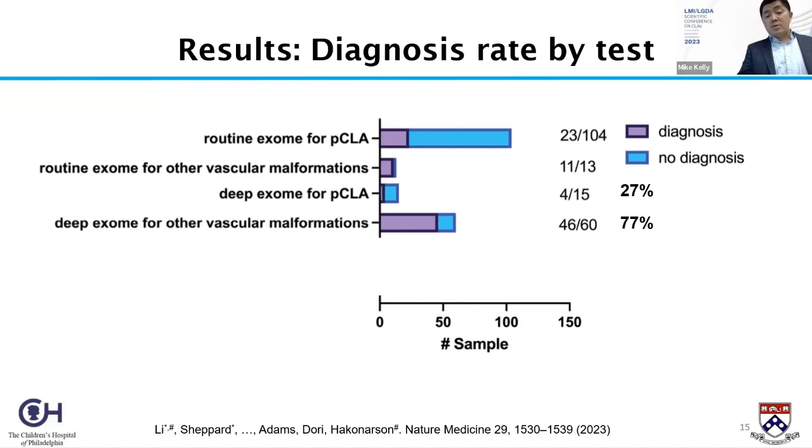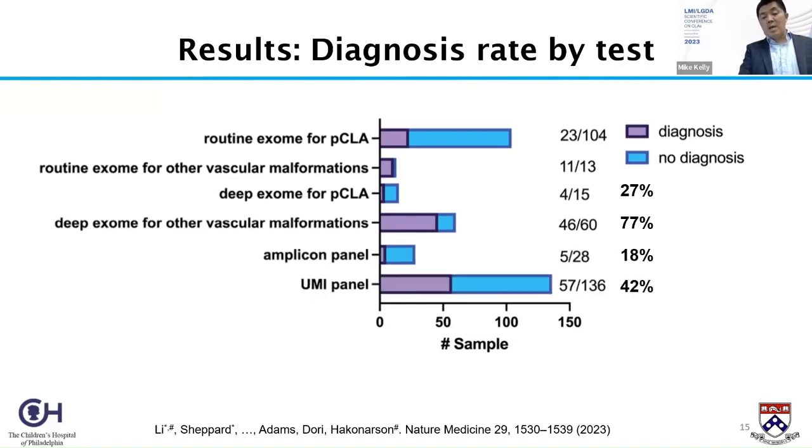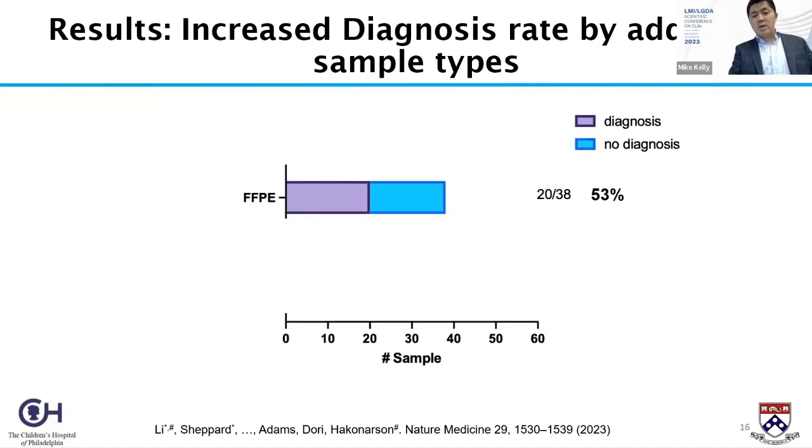We also did the deep exome sequencing at 500 folds, and we additionally identified variants for complex lymphatic anomaly. So with the panels, additionally, we identify 40%, with the UMI particularly. So this highlights the utility of the panel that we use.